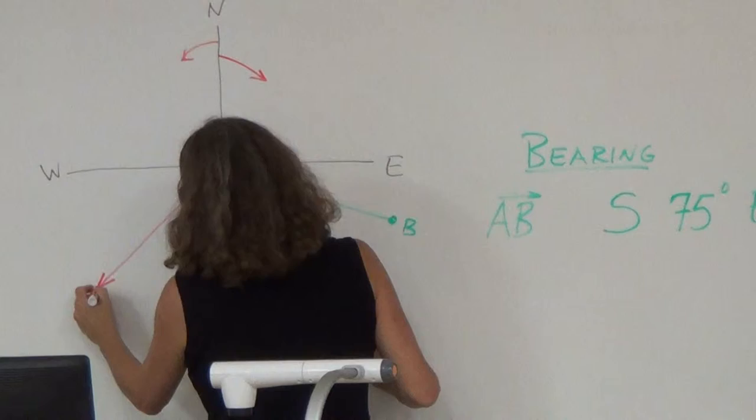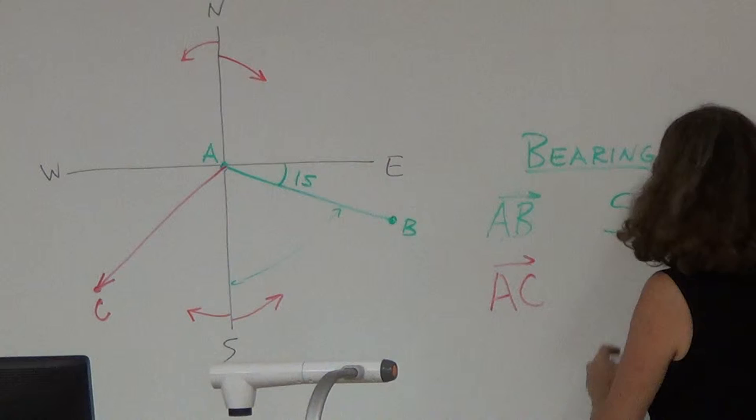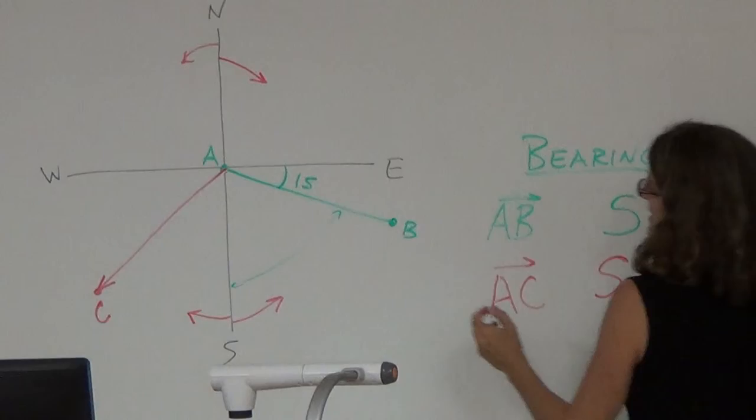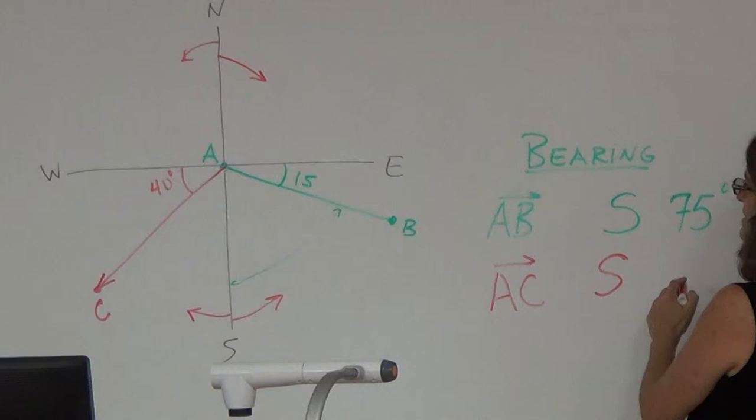This is C. So A, C. North or south? South. East or west? West. Oh, I didn't give you the degrees yet, huh? What is it? 50 degrees.